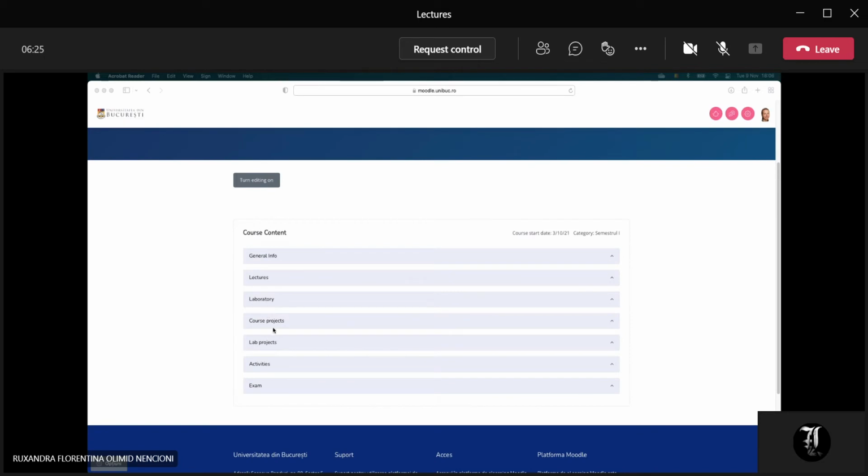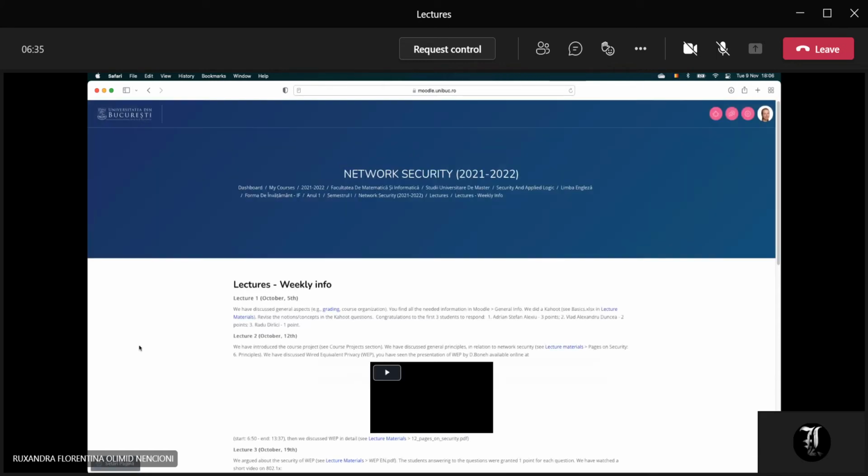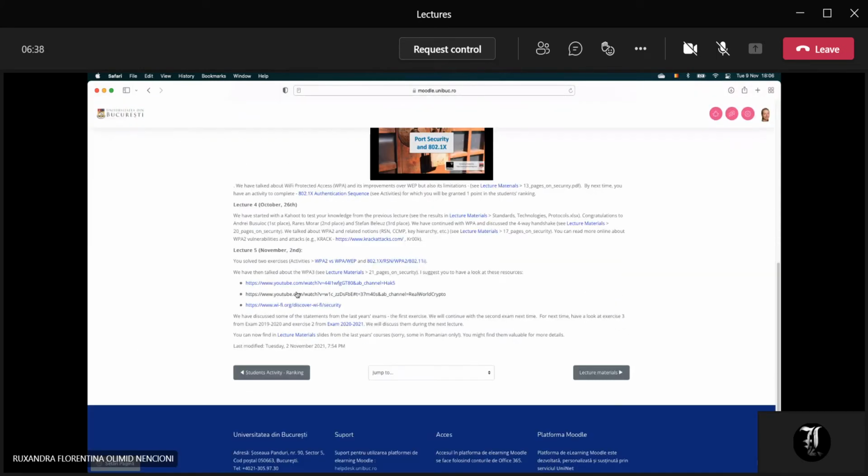So remember, every time you will find here, in the lectures, weekly info, what we discussed last time. Basically what we did in our last lecture was to finish the Wi-Fi part. So we talked about WPA2, WPA3, and we started to discuss some exercises from the previous exams. And I asked you to have a look so that we can continue today.